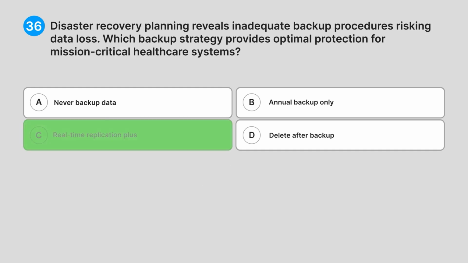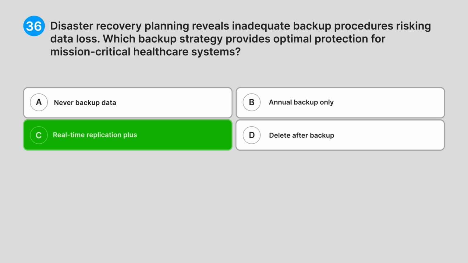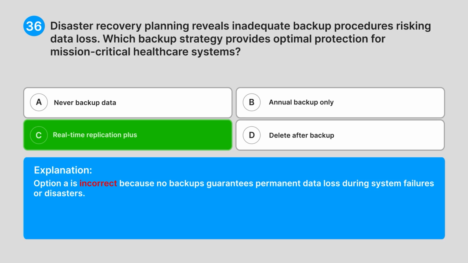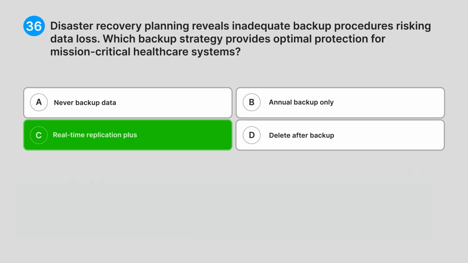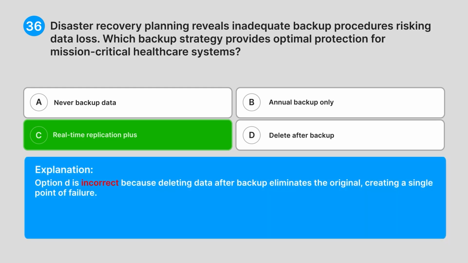Correct answer, C. Real-time replication plus. Explanation. Option C is correct because real-time replication with periodic full backups minimizes data loss while ensuring rapid recovery capability. Option A is incorrect because no backups guarantees permanent data loss during system failures or disasters. Option B is incorrect because annual backups risk losing up to a year of critical patient data. Option D is incorrect because deleting data after backup eliminates the original, creating a single point of failure.